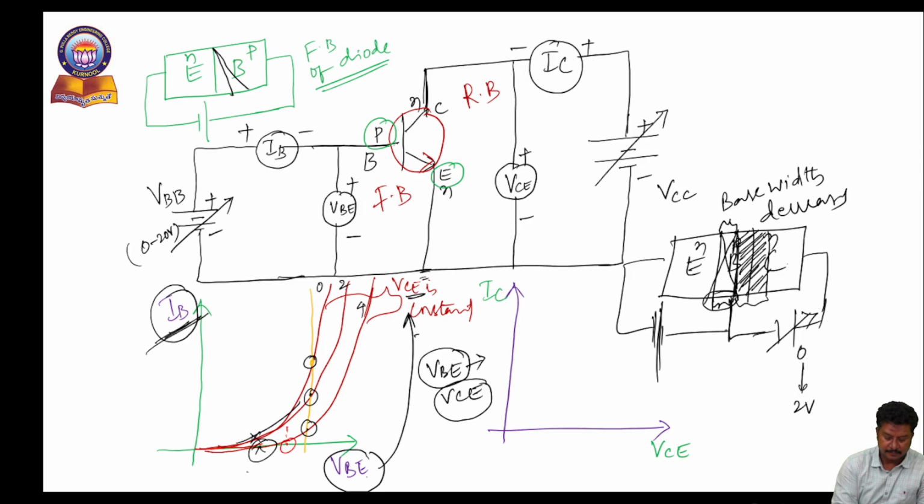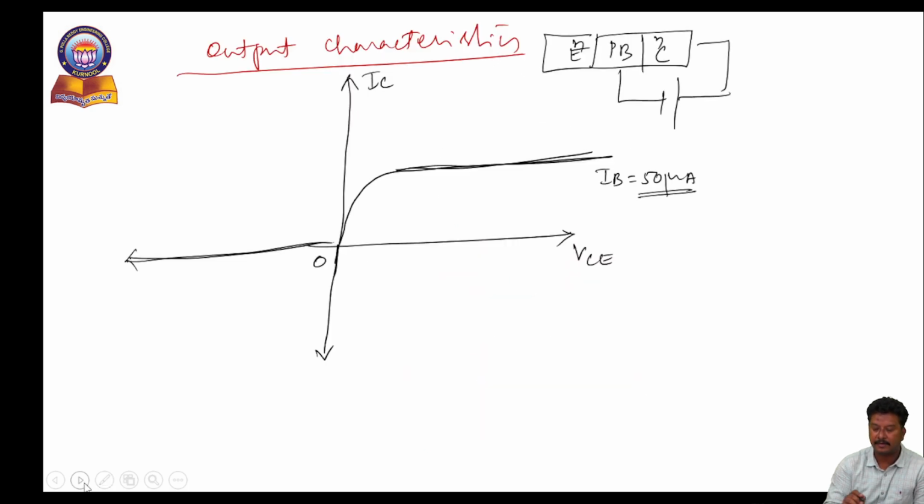Why? Because just now I am coming across the output characteristics. First, initially I am setting IB, and after that I observe the characteristics between IC as well as VCE. So the characteristics I am getting will be like this. If I vary the IB current from 50 to 100 microamperes, then obviously the characteristics will be like this. IB is equal to 100 microamperes.